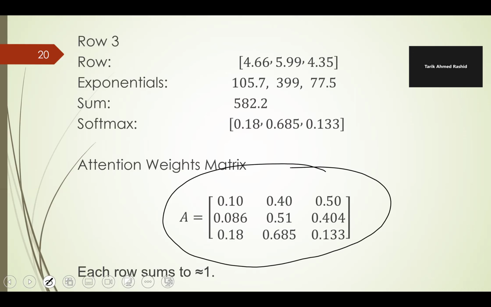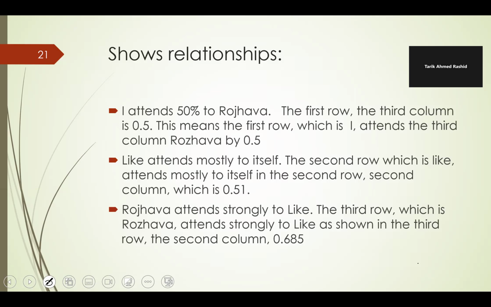Now, one note should be considered here. As you can see, the first row, 0.1 plus 0.4 plus 0.5, you should get 1. Likewise, 0.086 plus 0.51 plus 0.401, you should get 1. And likewise, 0.18 plus 0.685 plus 0.133, you should get 1. So each row sums to 1.